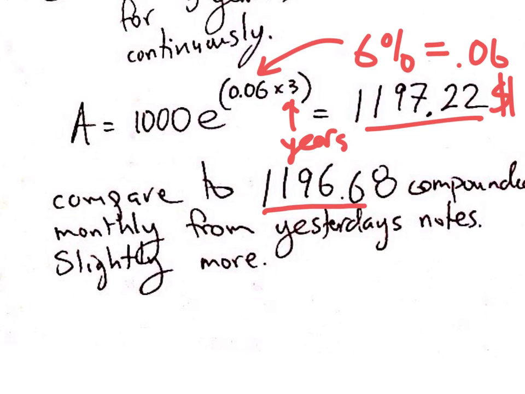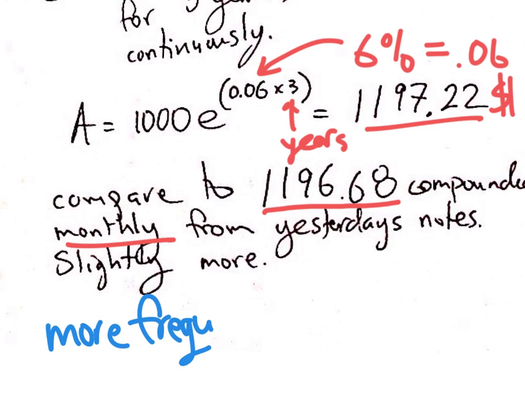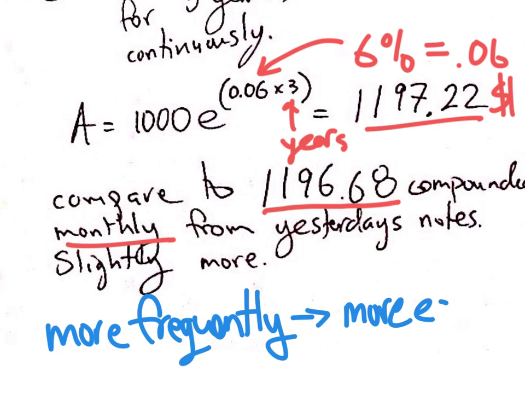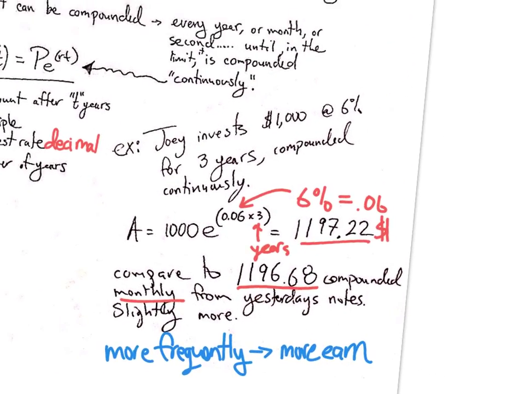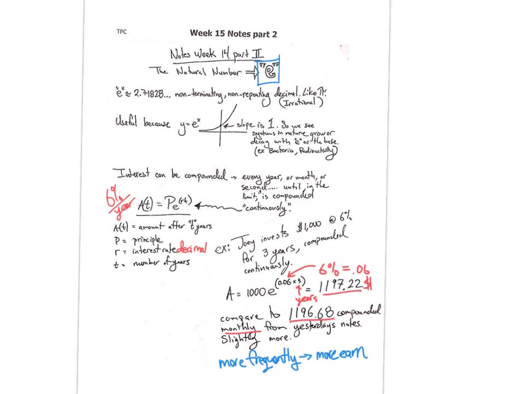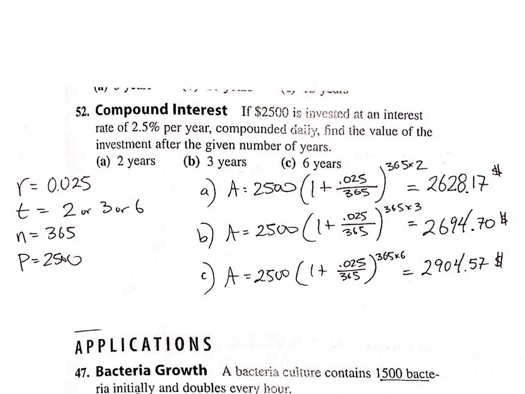$1,197.22, which, if we compare it to what we calculated yesterday, that was compounded monthly. So notice how it's not significant, right? But he does earn a little bit more when the interest is compounded continuously. So the more frequently the interest is compounded, the more you earn. And that is shorthand notation, but what I just said was the more frequently interest is compounded, the more you earn.